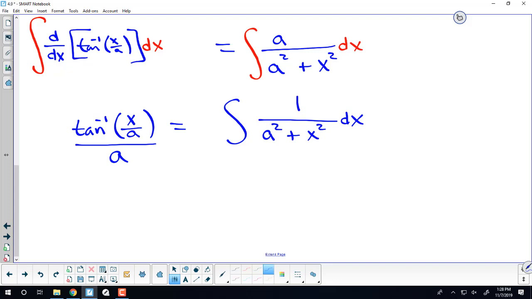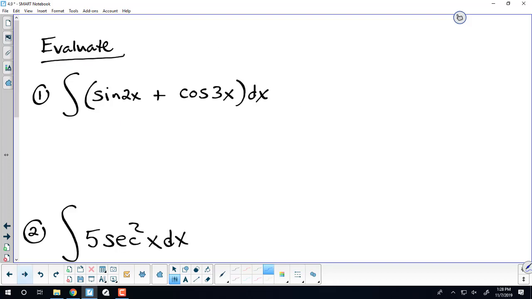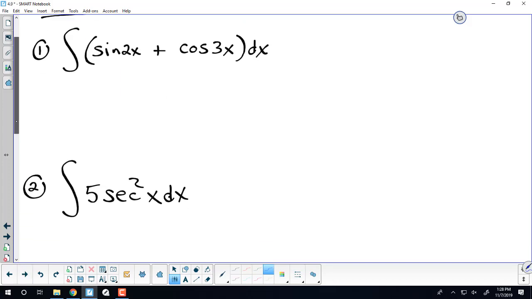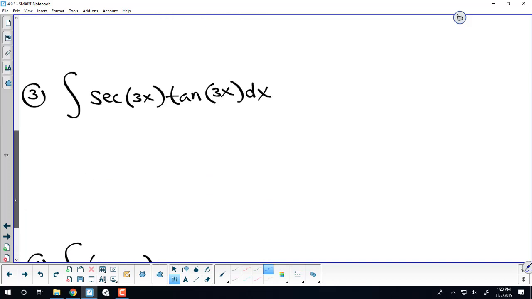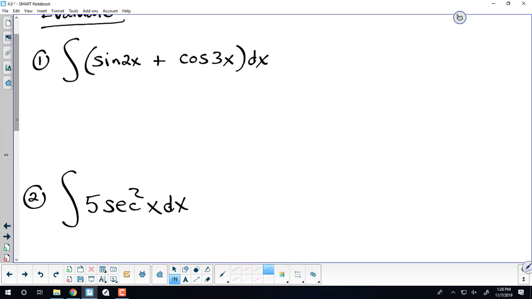Does anyone have any questions on this? Okay, so here's 4 antiderivatives. Why don't y'all take 10 minutes to compute those?